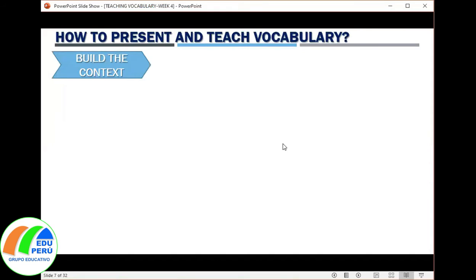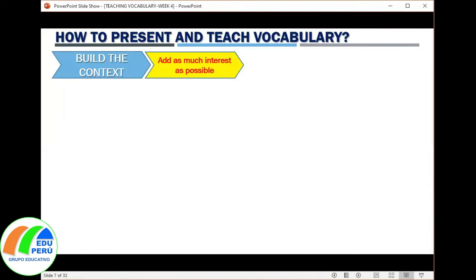So let's start with the topic of today, how to present and teach vocabulary. One of the most important aspects to present and teach vocabulary is to build the context. When we talk about building the context, we are going to add as much interest as possible. So it means that we are going to motivate.